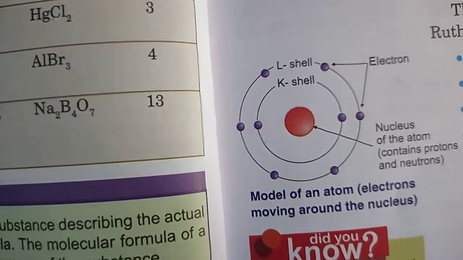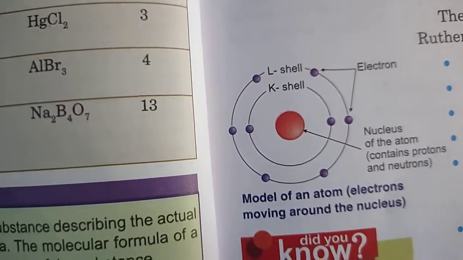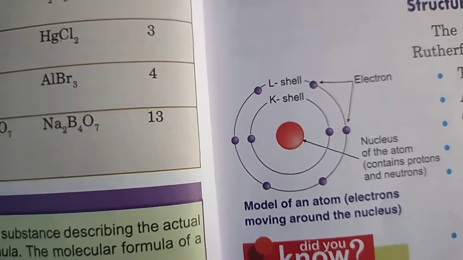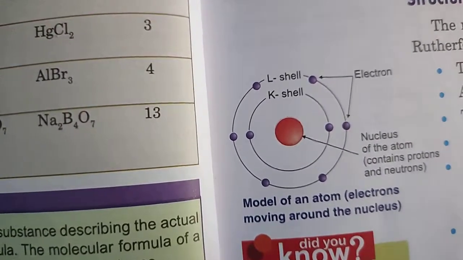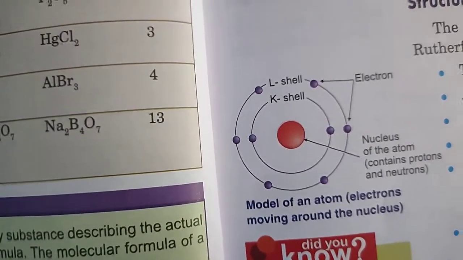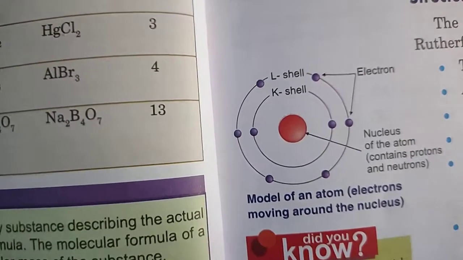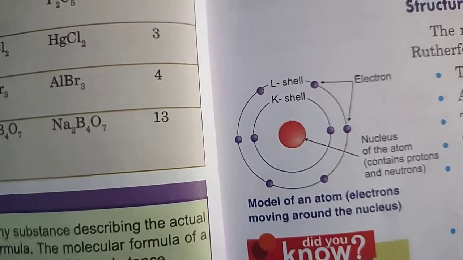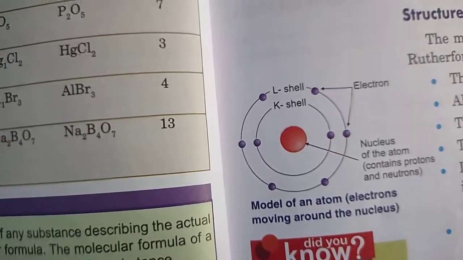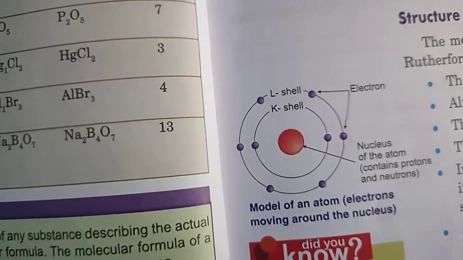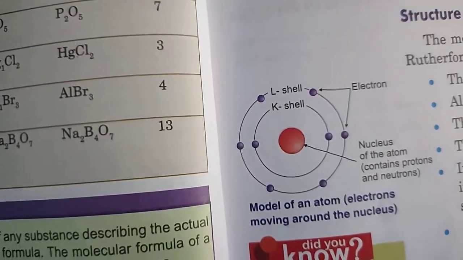Now an atom as a whole is electrically neutral, meaning the number of protons and the number of electrons are the same. I gave you an example of hydrogen. Hydrogen has one electron and one proton. That means the positively and negatively charged particles are equal. That means the whole atom is electrically neutral.